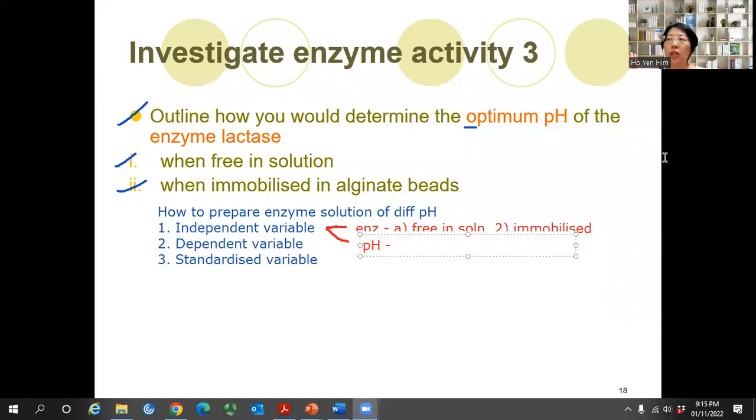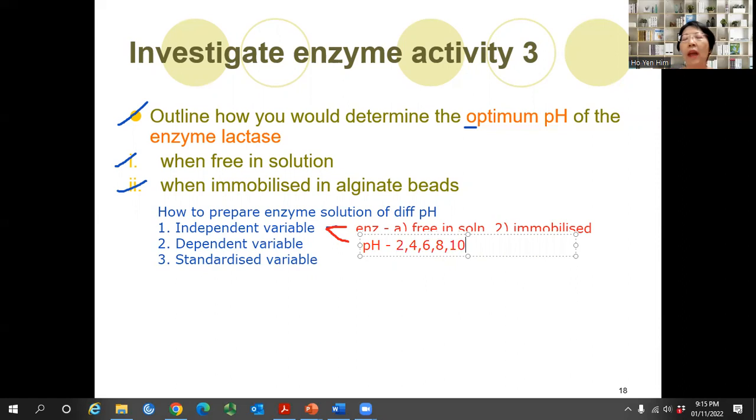I know that neutral pH is 7, acidic is below 7, and basic is above 7. So the best thing for me to do is to prepare pH values that spread from acid to neutral to basic, because I do not know what the optimum pH is. For the 5 pH that I prepare, the one right at the center is 7. So the other 4 that I prepare, maybe I'll prepare 2, 4, 6, 8, 10. Can or not?